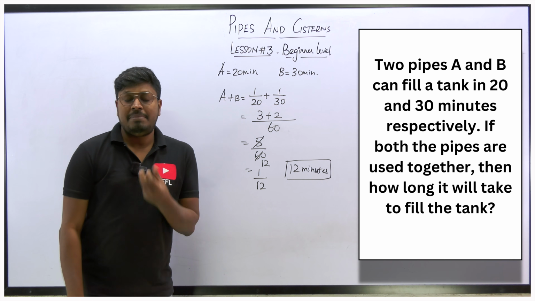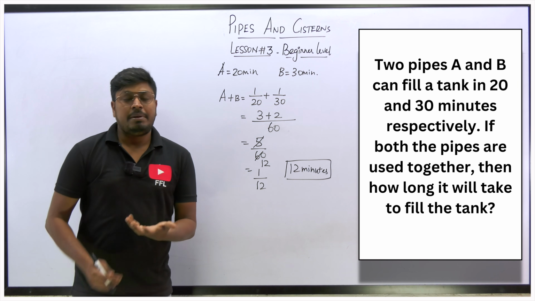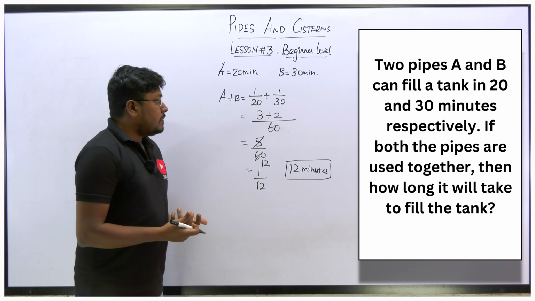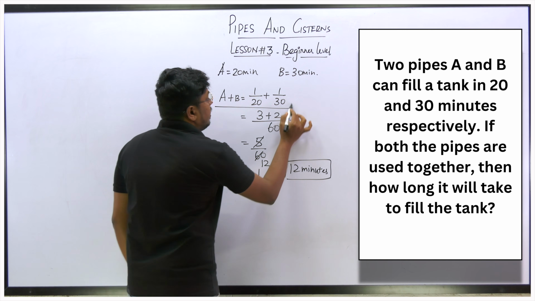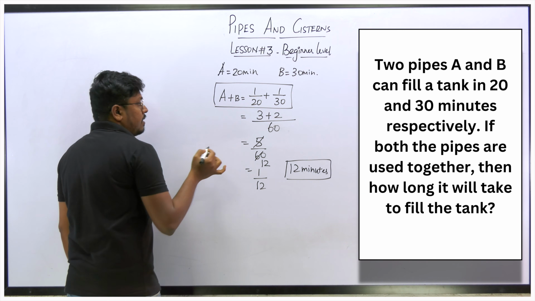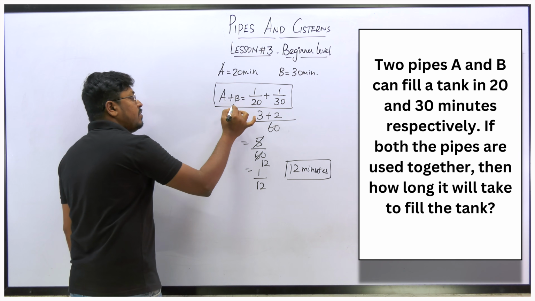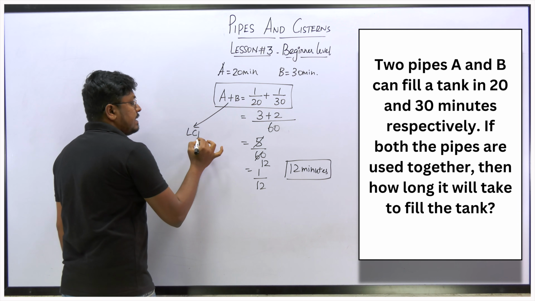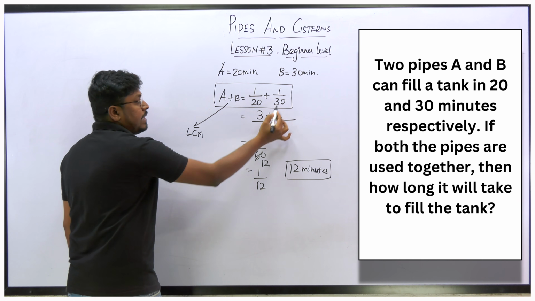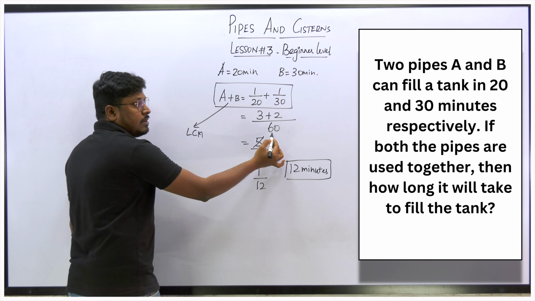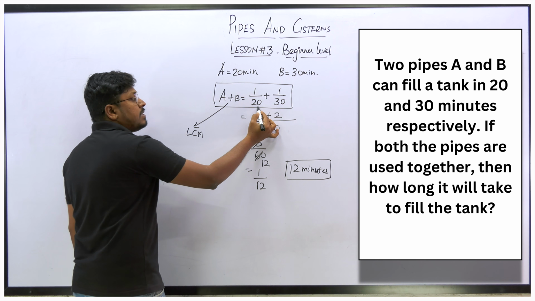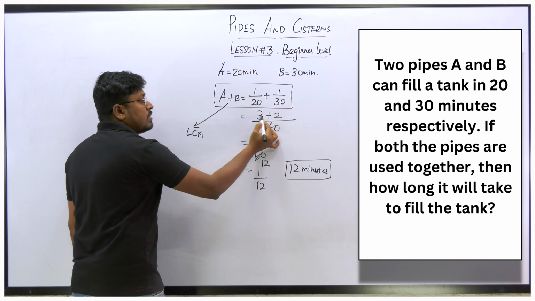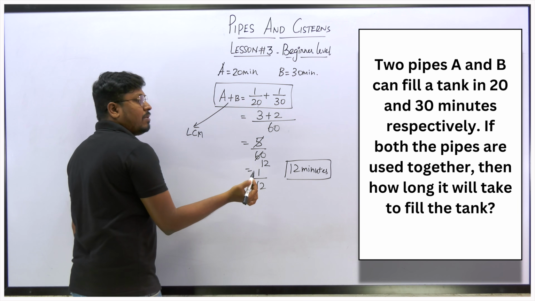It's a very basic level question on the topic pipes and cisterns, right? So I hope everyone knows how I write this step, right? And then most of the students, from this step, you can take the LCM. What I did here for 20, 30, I took the LCM as 60, and then this will be 3 times 60, this will be 2 times 60. So 3 plus 2, 5 by 60, one way of solving.